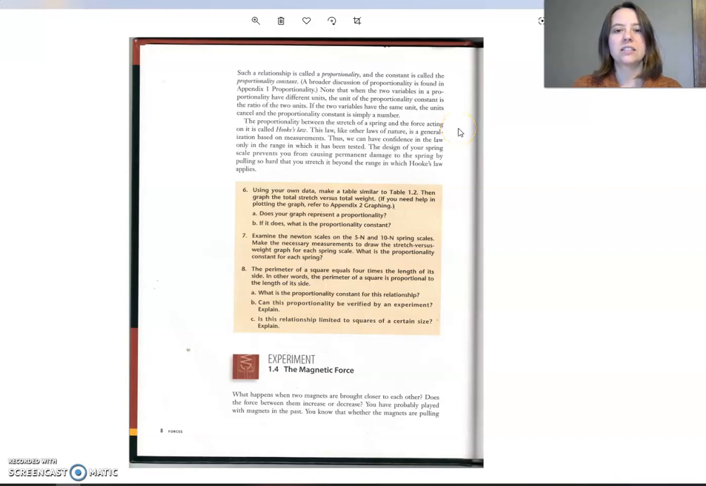The proportionality constant between the stretch of a spring and the force acting on it is called Hooke's law. This law, like other laws of nature, is a generalization based on measurements. Thus, we can have confidence in the law only in the range in which it has been tested. The design of your spring scale prevents you from causing permanent damage to the spring by pulling so hard that you would stretch it beyond the range in which Hooke's law applies. So with our spring scales, Hooke's law will definitely work. Please take a moment and do a digital post-it note.